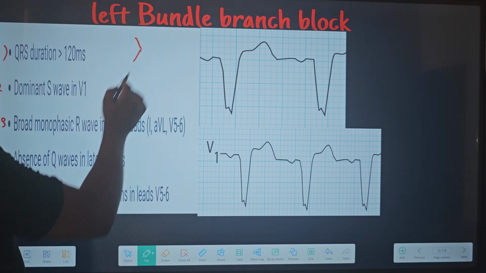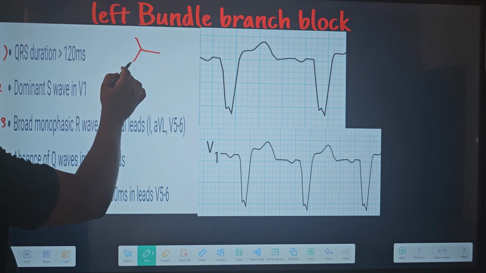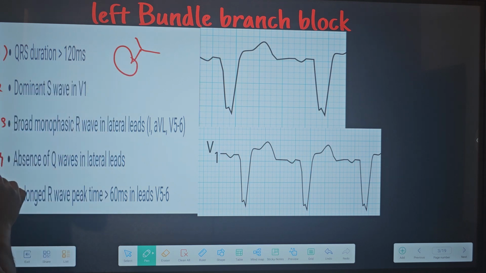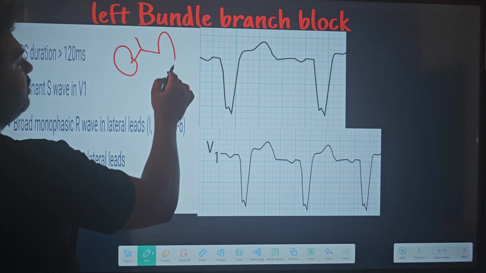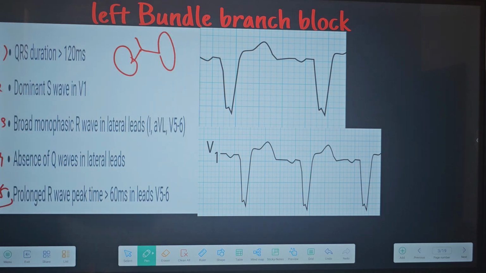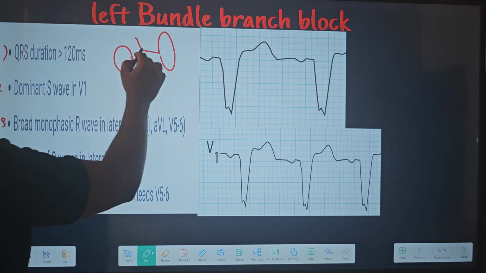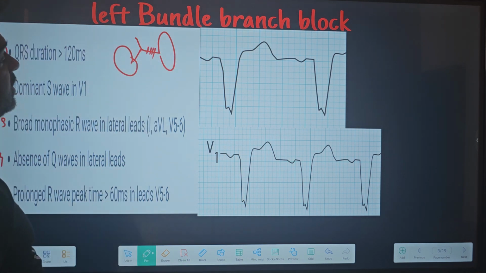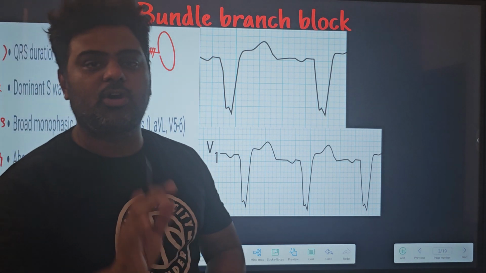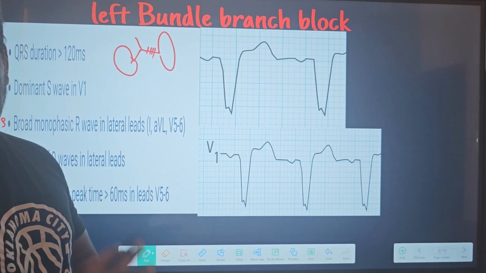This is the right bundle, this is the left bundle, and then the right bundle depolarizes the right ventricle and the left bundle depolarizes the left ventricle. Now since there is a left bundle branch block, the normal depolarization of the left ventricle takes less than 120 millisecond or less than 3 small blocks.